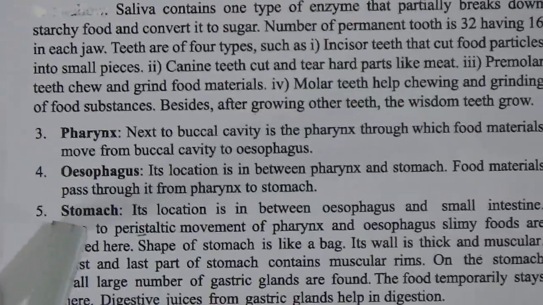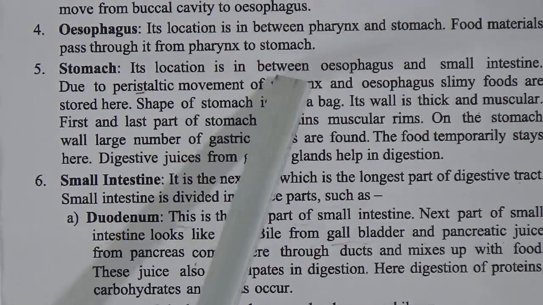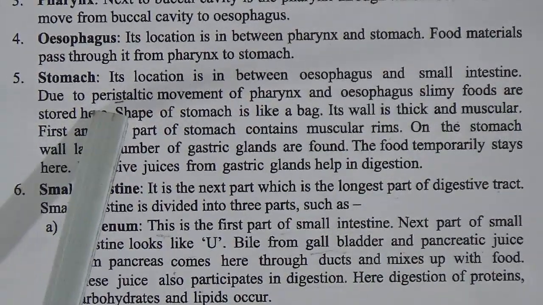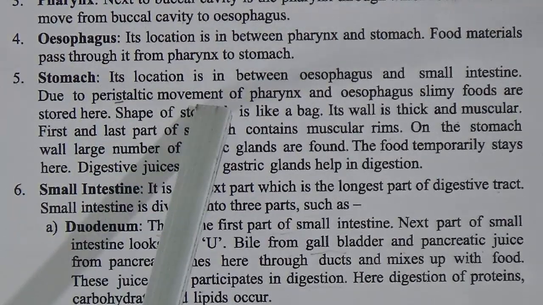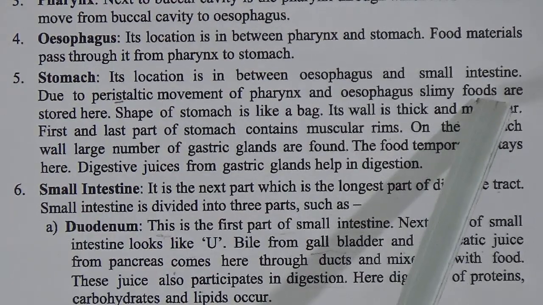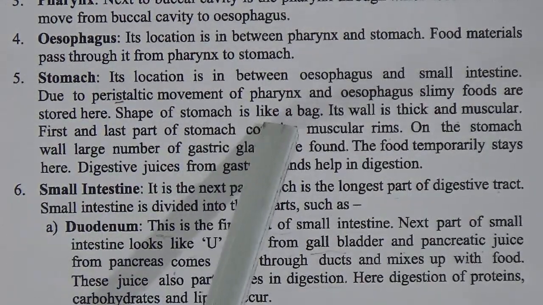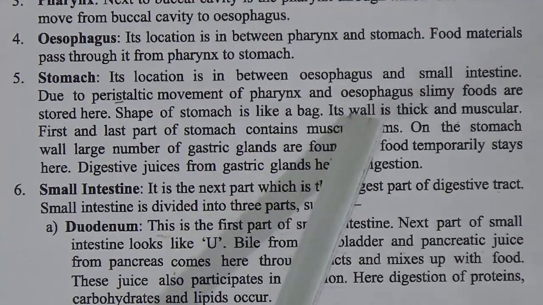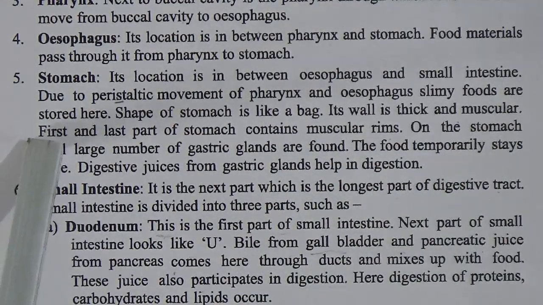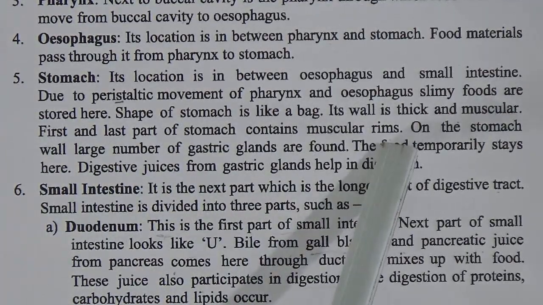Then number 5 point is the stomach. Its location is in between the oesophagus and the small intestine. Due to peristaltic movement of the pharynx and oesophagus, slimy foods are stored here. The shape of the stomach is like a bag. Its wall is thick and muscular. The first and last parts of the stomach contain muscular rings.